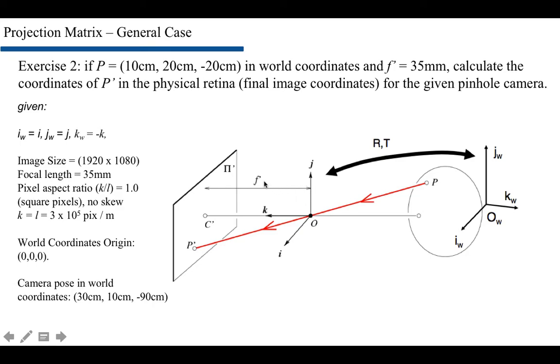And then in this case, let's calculate. The goal is to calculate the coordinates of P prime in the physical retina, I mean the final image coordinates for the given pinhole camera with these parameters. So let's see, for example, I W.